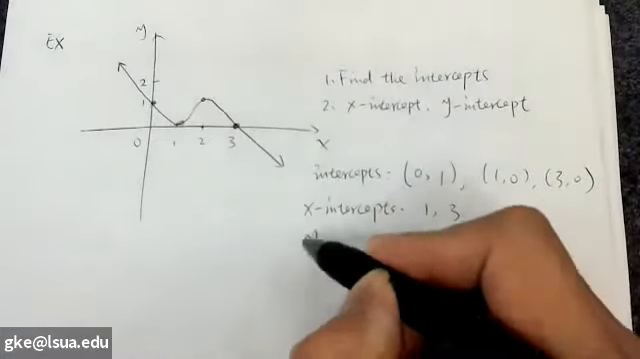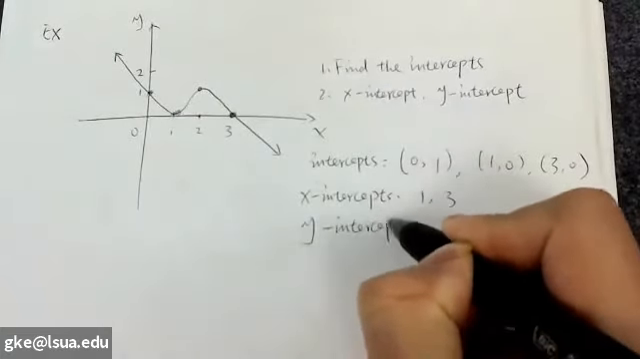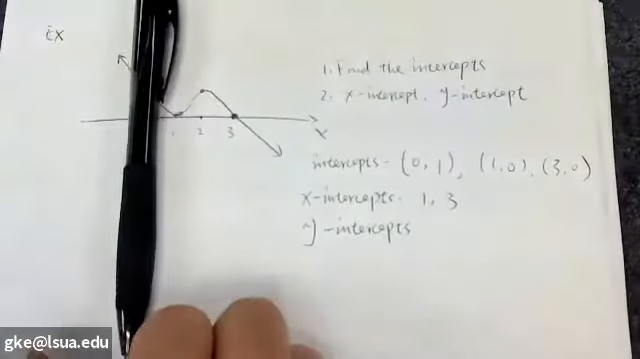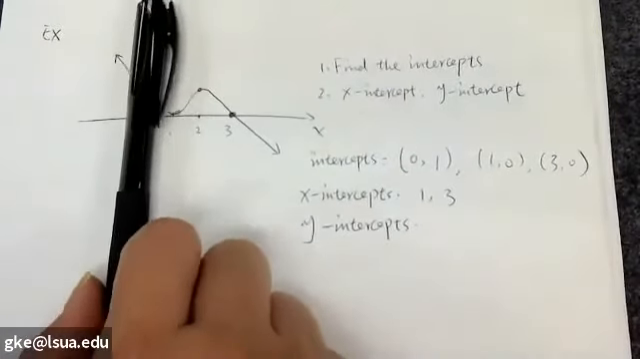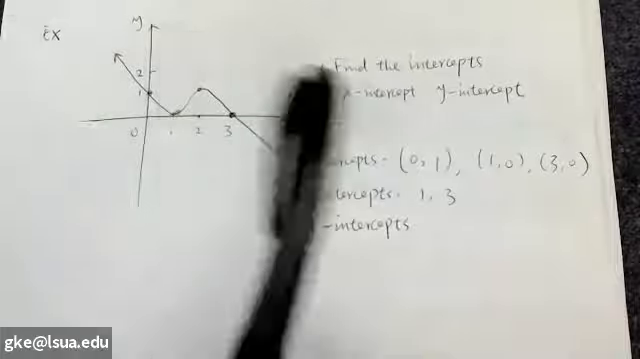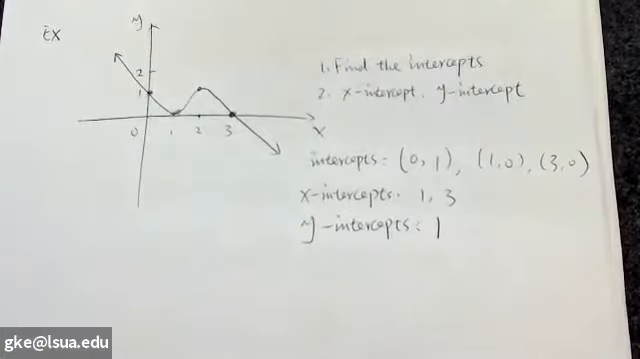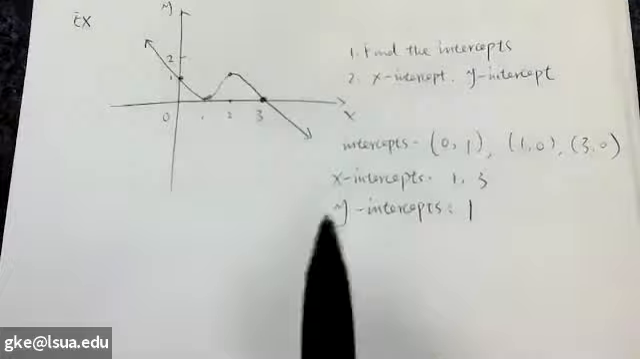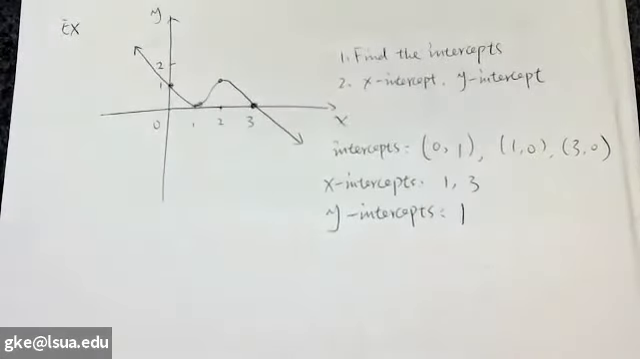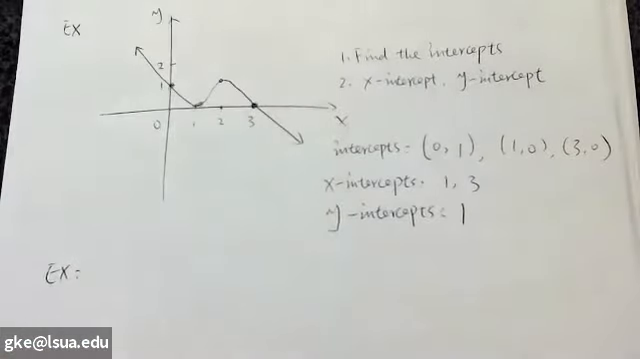For the y-intercept, just about the y-axis, right? The curve crosses over or touches y-axis. 1 point. That is 1. That's it. Very simple and straightforward, as long as you understand the definition, right? Now let's try another one. And this one will be a little bit tougher.